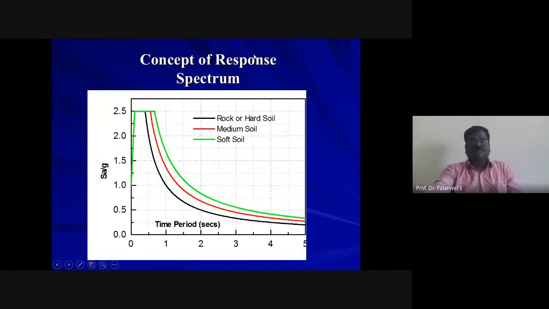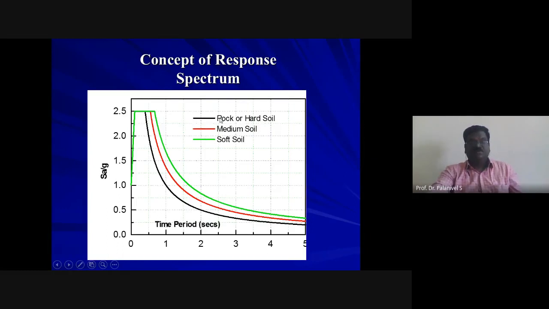See, the concept of response spectrum. This is a response spectrum incorporated in our IS code, IS 1893. This is the response spectrum. SA by G value is given. Please see here 0, 0.5, 1, 1.5, 2, 2.5, up to 2.5. 2.5 means 2.5 times acceleration due to gravity. SA by G value is 2.5 means SA is equal to 2.5 times G, 2.5 times acceleration due to gravity.